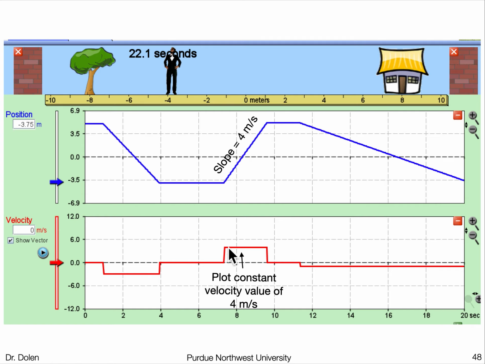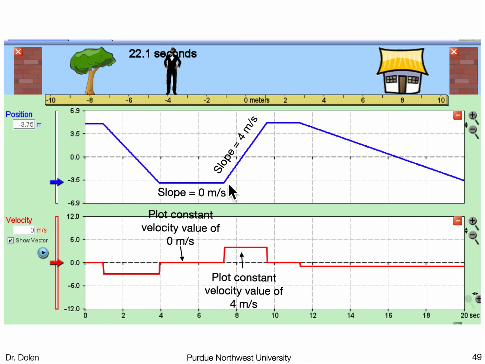I can graph a constant 4 meters per second, right? During this time period, I have constant slope. That tells me I have constant velocity. So during this time period, I have a constant velocity of 4 meters per second. Right? So we're very experienced with position versus time graphs. Now we're introducing the idea of a velocity versus time graph. It's also going to be very helpful to us in solving these problems. I can look at other parts of this motion, right?